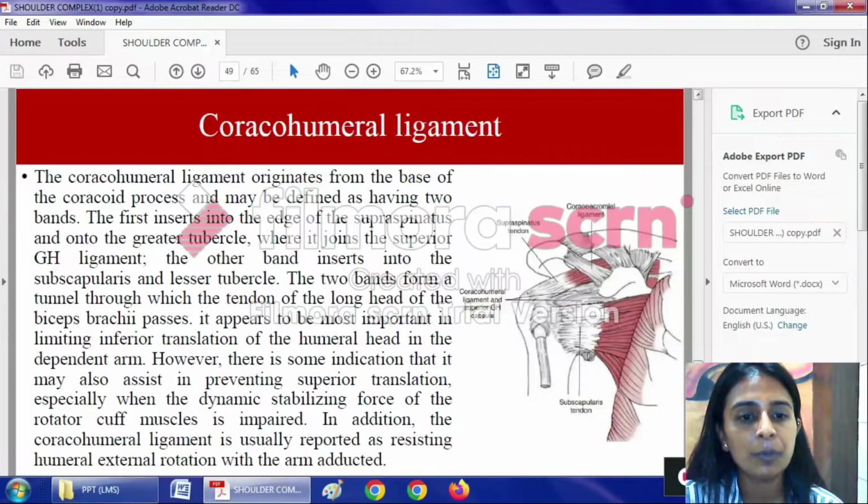It appears to be most important in limiting inferior translation of the humeral head in the dependent arm. However, there is some indication that it may also assist in preventing superior translation, especially when the dynamic stabilizing force of the rotator cuff muscles is impaired. In addition, the coracohumeral ligament is usually reported as restraining humeral external rotation with the arm adducted.